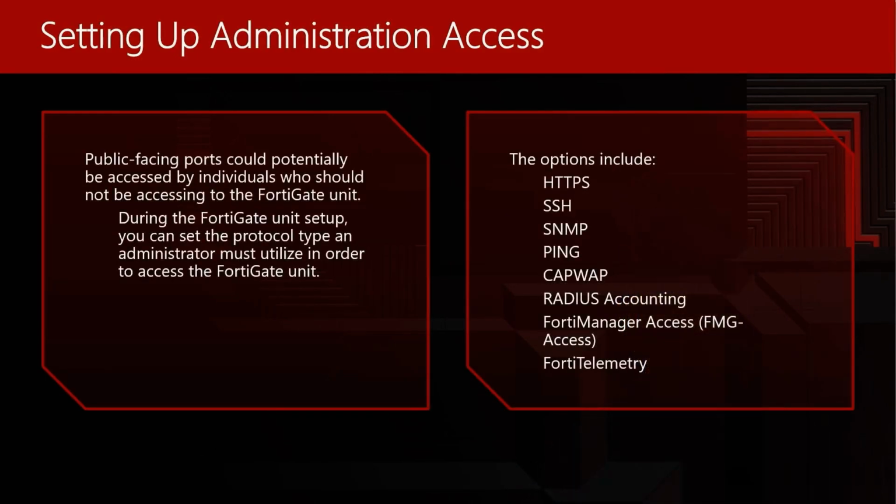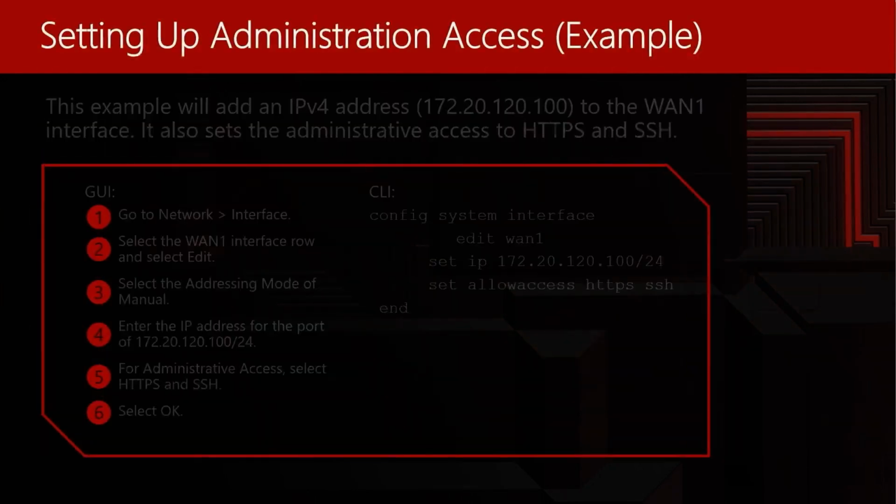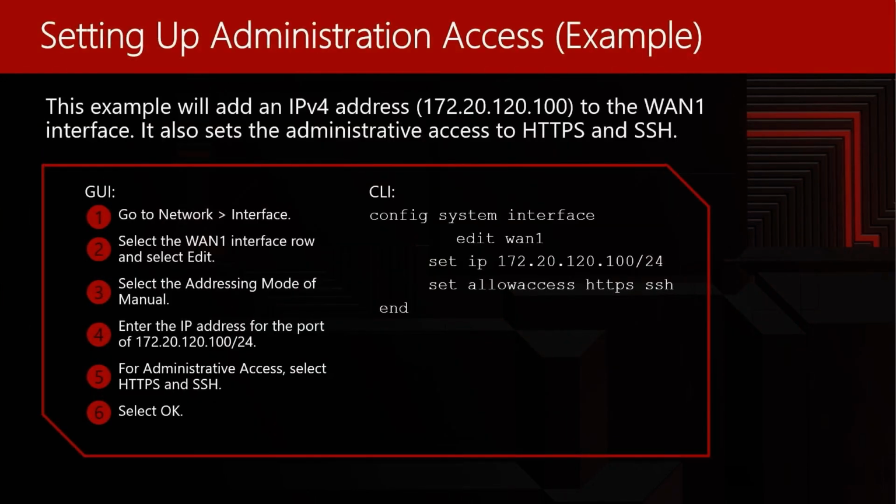When we're going to set up the admin access, there are multiple steps that we need to consider. We're going to define the interface, what type of protocols we're going to use on that particular interface that we would like to enable, and how we want to do it. Do we want to do it through the GUI under network interfaces, or through the CLI with the set allow access command?